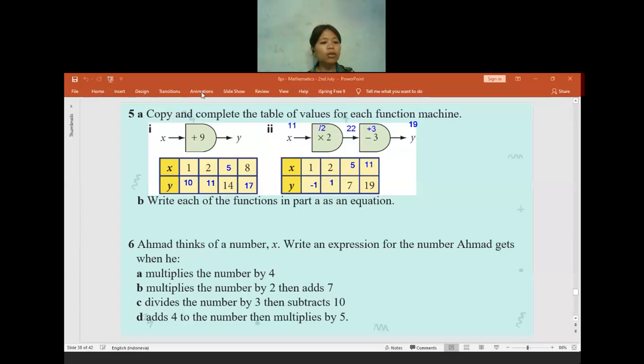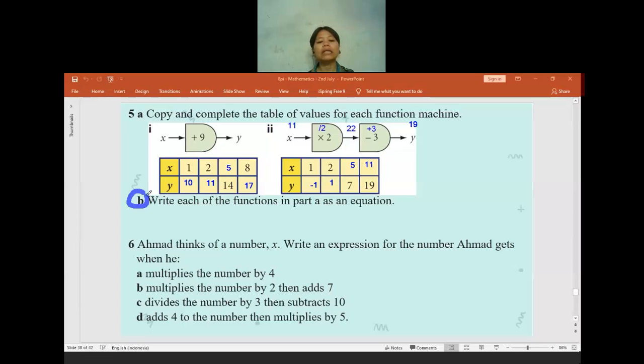Is there anyone who is confused or still disagrees with the answer? Is there anyone who is confused? No? Okay. If no one is confused, let us continue to question B. We need to write a function for the function machine. What is the function on the first function machine? Is it for X? Are you sure? No, we are still at question 5B. We haven't moved to question 6A. We are still at question 5B.